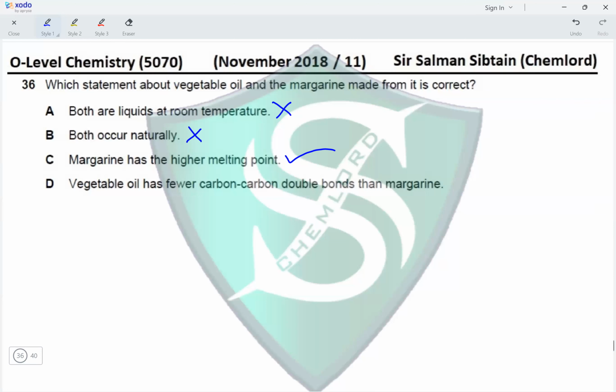No, margarine has fewer carbon-carbon double bonds than vegetable oil because vegetable oils are unsaturated hydrocarbons, which upon addition reaction with hydrogen form margarine. So the double bonds are converted into single bonds. So this statement is also incorrect. Therefore, the correct option for this question is option C.